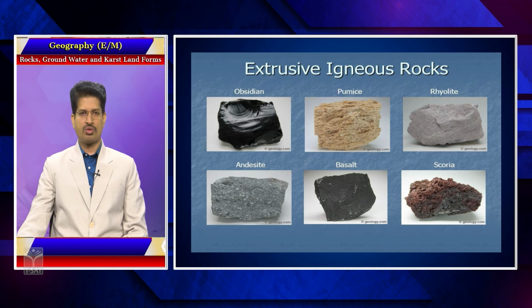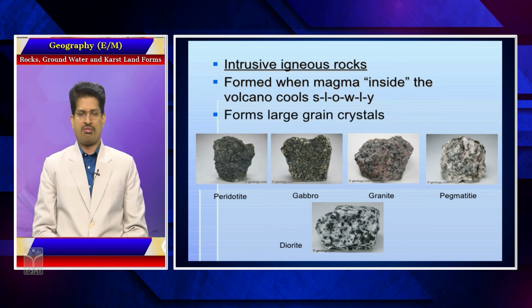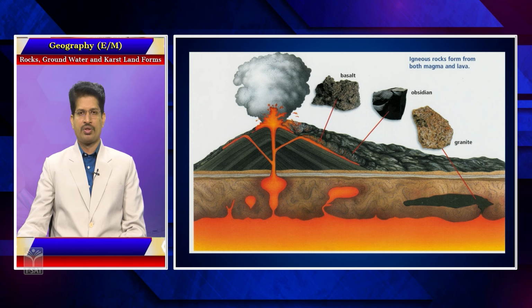The examples of extrusive igneous rocks are pumice, basalt, and rhyolite; we have already discussed this. Intrusive igneous rocks are formed when magma solidifies very slowly, because of which the crystal size is large, as I have discussed with you. Igneous rocks are formed from both magma and lava. You need to keep in mind that both magma and lava have their source in molten rock.